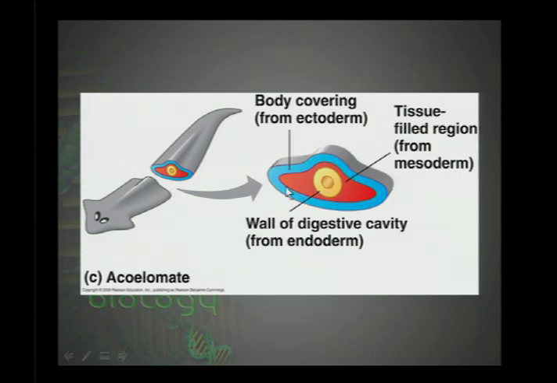And you'll notice that the mesodermal tissue is in red. But you'll notice that it's solid, so there's no space here, no cavity. So that would be an acoelomic animal. Coelom is a reference to a body cavity. A means without, so they are without a body cavity.